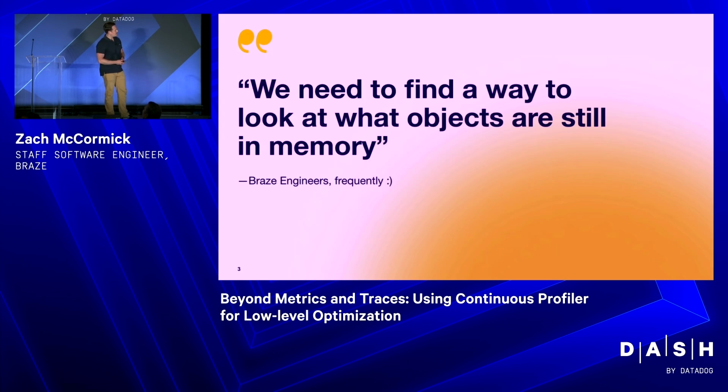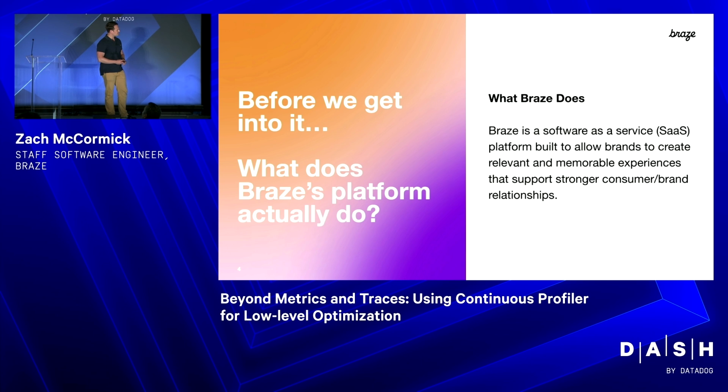So a quote from Braze engineers: "We need to find a way to look at what objects are still in memory." This is a frequent quote from us for years and years. We have a monolithic platform code base built in Ruby. And if anybody has ever written some large application, especially a web application, in Ruby or another dynamic language, you'll notice that memory has this fun attribute where it kind of grows and grows and grows, almost logarithmically, sort of plateaus, but it can always keep growing. And so oftentimes, if you have a large code base, that means that the amount of memory that your code needs to run gets bigger and bigger, and that can cause all sorts of problems.